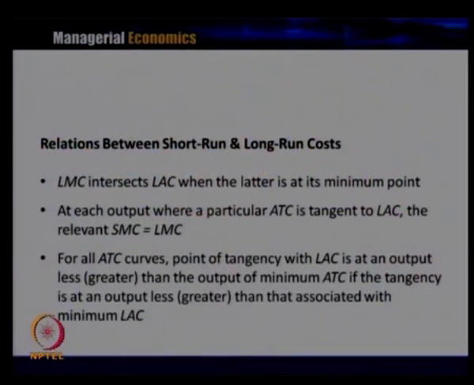When it comes to the relationship between the short run and long run cost curves, again the long run marginal cost curve intersects LAC when the latter is at its minimum point. At each output where a particular SATC is tangent to LAC, the relevant SMC is equal to LMC, and we will examine this relationship again with the help of the long run average cost curve, how it becomes a series of short run average cost curves, and how both of them are related to each other.